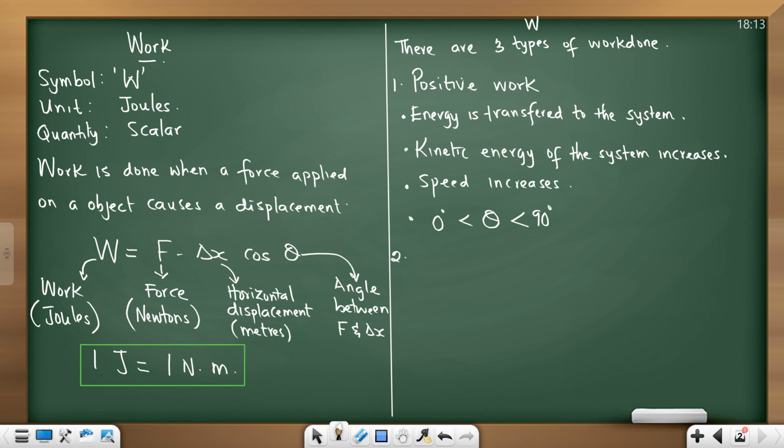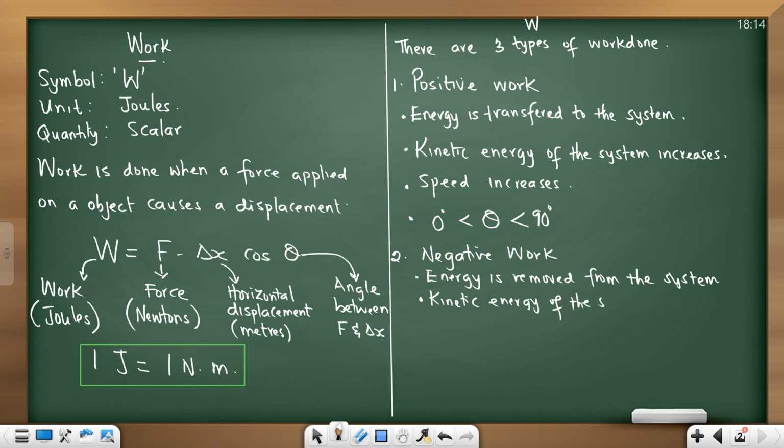Number two, negative work. And I'm sure you can write the whole story now. Looking at my point, what happens? Energy is removed from the system. So the system actually loses kinetic energy. The kinetic energy of the system decreases.